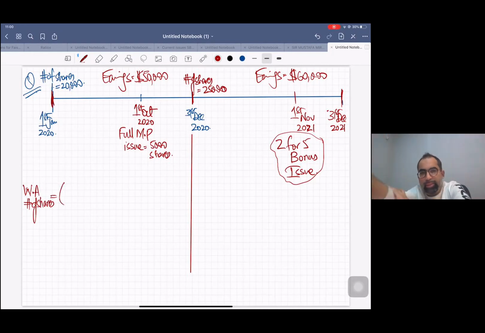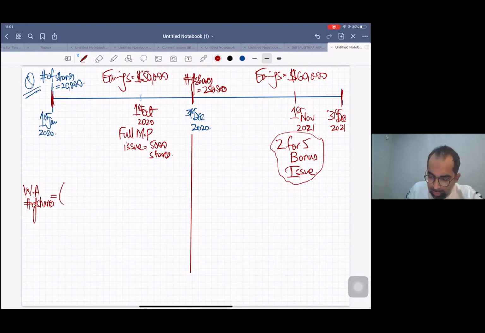Listen. In the first year, there is a full market price issue. I already told you, whenever there is a full market price issue, we always compute the weighted average number of shares. Very easy. Second thing, full market price issues are always included from the date they are issued.